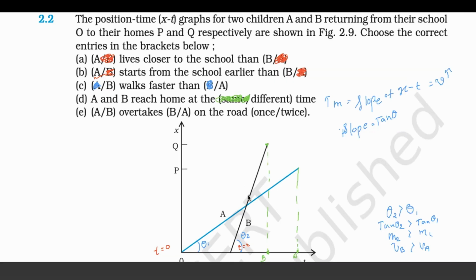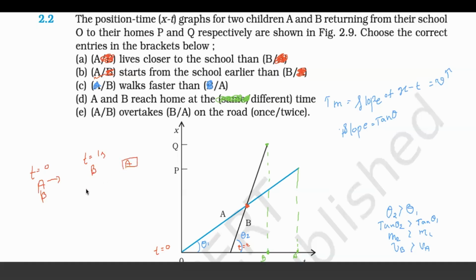After some time, B starts moving. So when B starts moving, B will overtake A at one point, at this point. At time t equals 0, A is here and B is here. What will happen? A will move on. Assume time t equals 1 second. B is at rest, and A has moved this much distance.